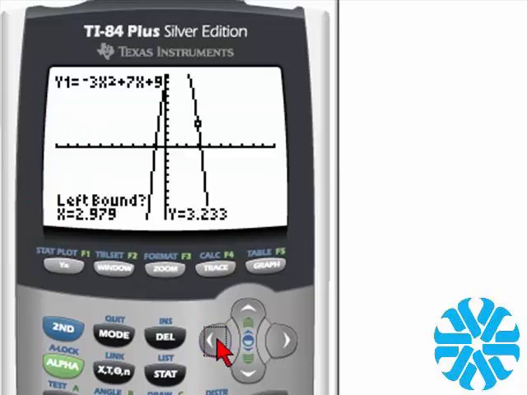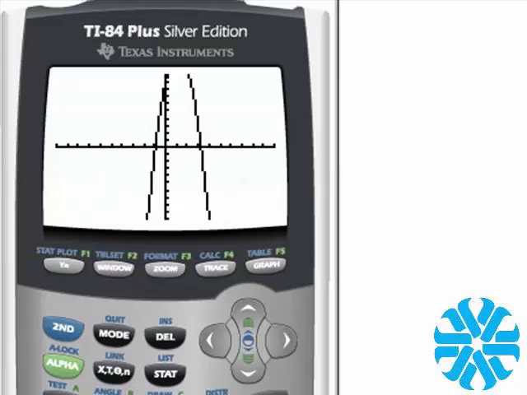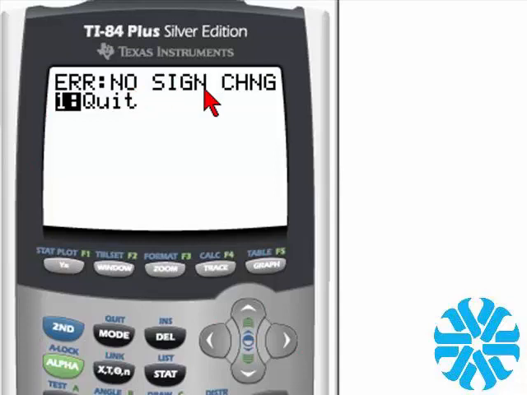Now let's move the cursor right there, or the left bound, that's fine, and we'll select enter. Now if we move it a little bit closer to the intersection point, we haven't gone below the x-axis, so the selection here and here are still for positive values of y. So if I select enter for the right bound, then we don't need to put in guess, we select enter. It says no sign change. So that's what I was talking about.